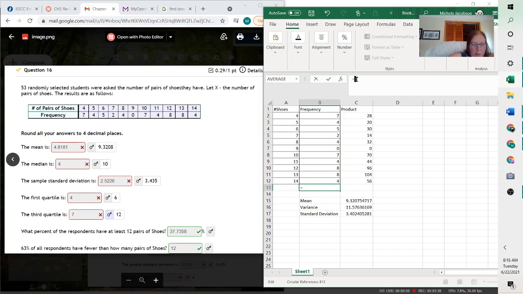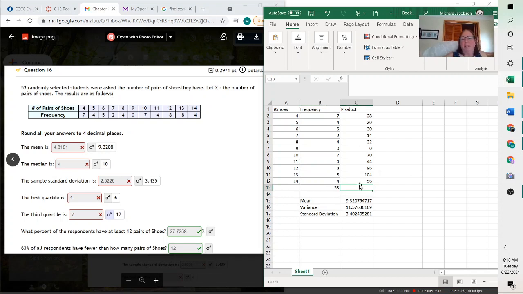Equals sum and then highlight your values. Close the parenthesis and hit enter. There we go. I don't know why it was putting a 0. Okay. Do the same thing here.